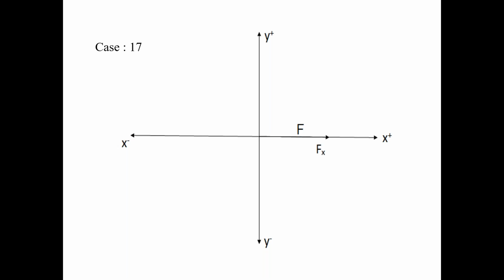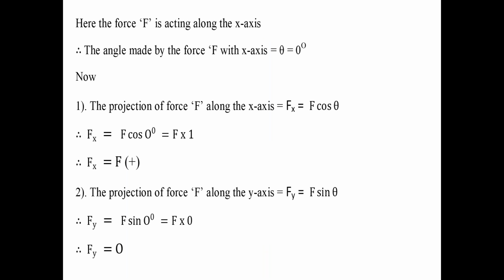You know that if the force F making the angle theta with x-axis, the x-axis projection Fx is equal to F cos theta. But here theta is equal to 0 degrees. Please everyone go through these steps. These are the steps for the 17th condition. In that 17th condition, the force F is acting along the x-axis.